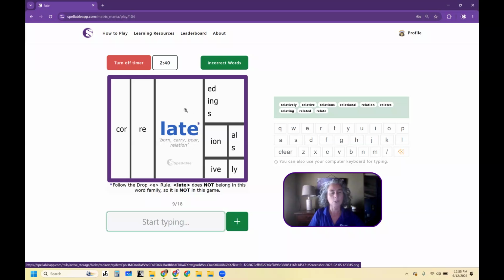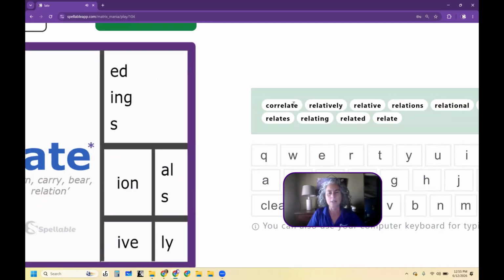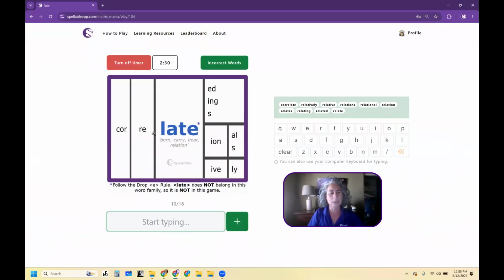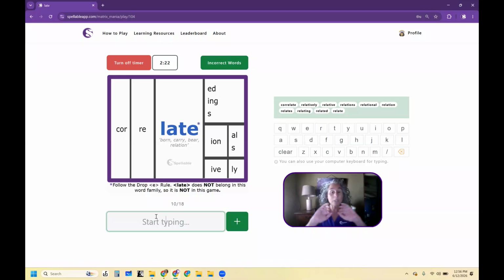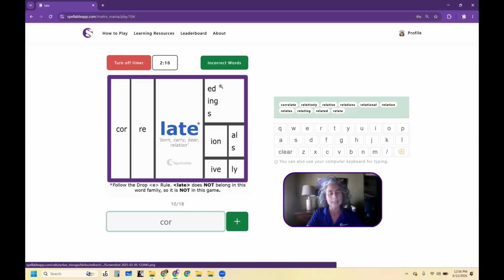So my first word is correlate, C-O-R-R-E-L-A-T-E. So it looks like we have a double R in this word. We don't. It's just two R's that happen to be side by side. So we have a prefix that ends in an R and a prefix that begins in an R. They're two distinct units in the word. C-O-R, I'm going to go over to correlated, C-O-R-R-E-L-A-T, drop the E, E-D.